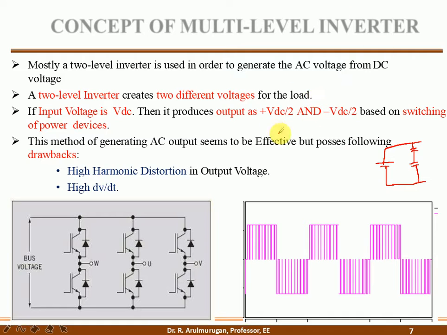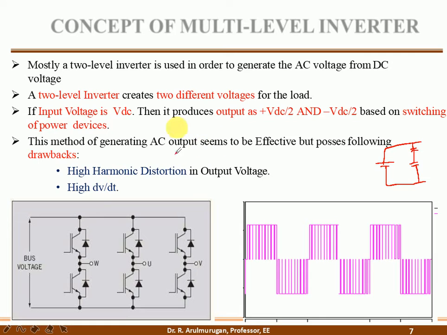The drawback is that it is simple and good at low frequency, but only applicable for low frequency. High frequency is not possible. When you increase the frequency, switching losses also increase. High harmonic distortion, the THD level, is increased. Another one is dV by dt switching stress, which it will produce. So this is a major drawback of the single phase inverter. That's why we move to the multi-level inverter.